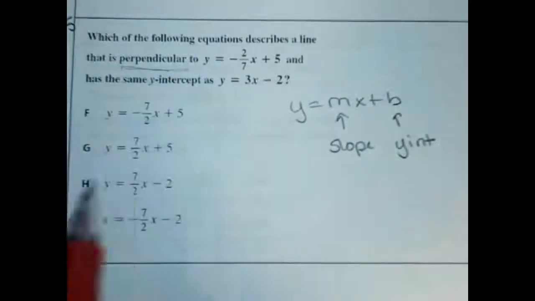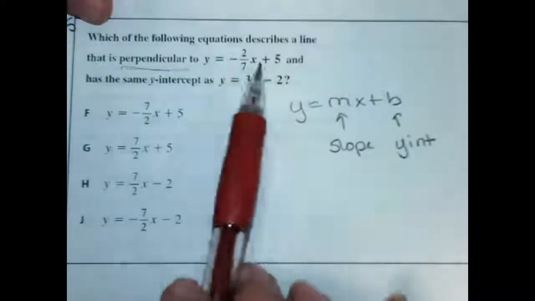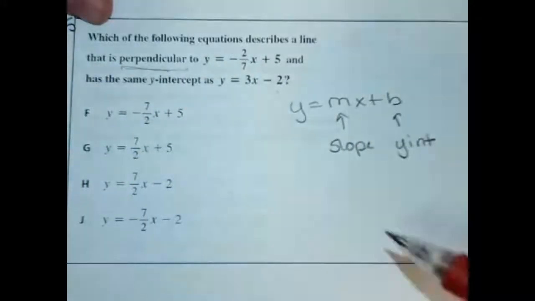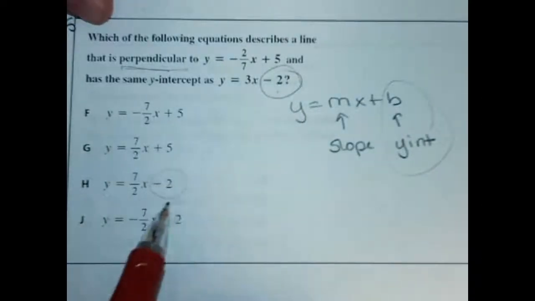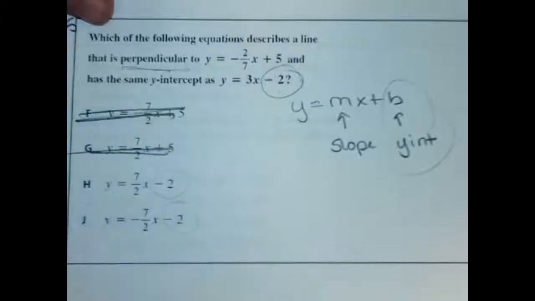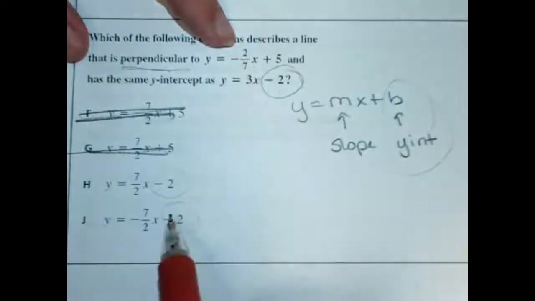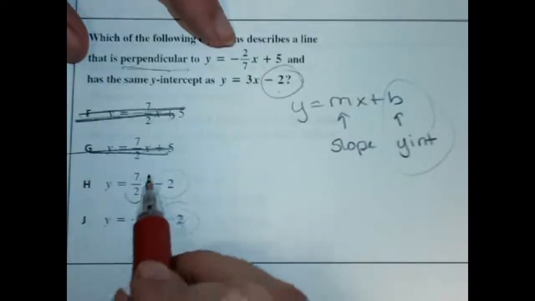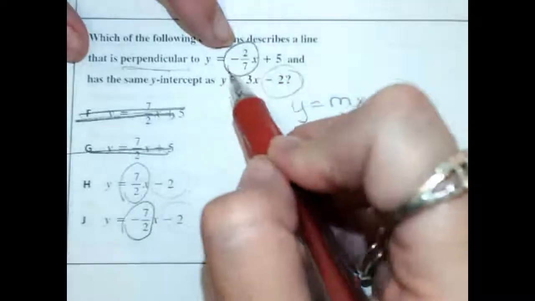So let's first say, which of these lines describes a line that is perpendicular to this and has the same y-intercept as this? Well, this is the y-intercept, so I want one that has a -2. So right off, I know it's got to be one of these two here. Then let's consider what is different from this line and this line. Well, all that's different is this one has 7 halves, and this has -7 halves, and this has -2/7.